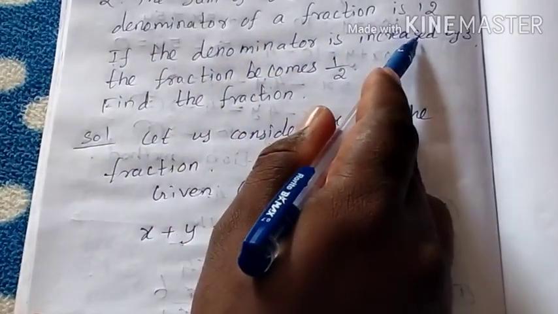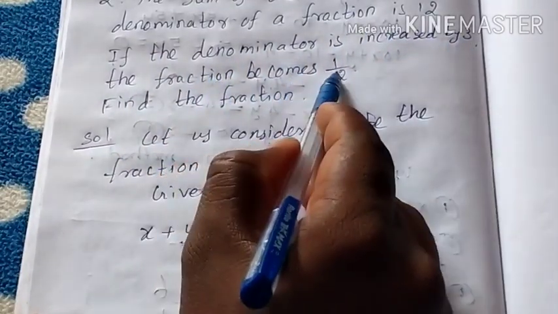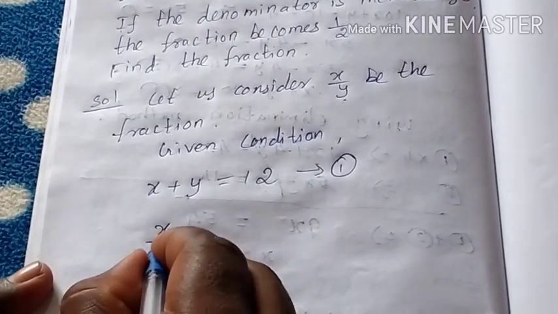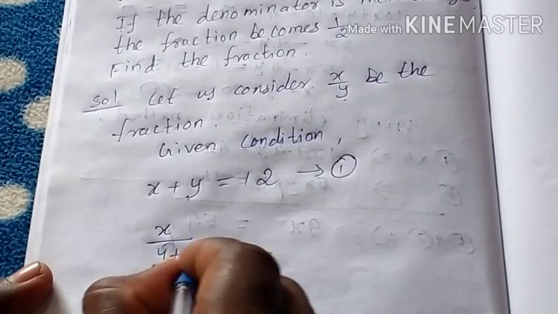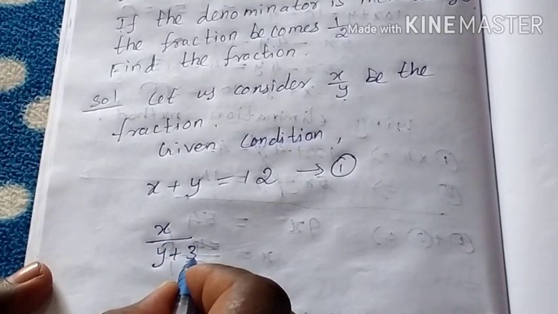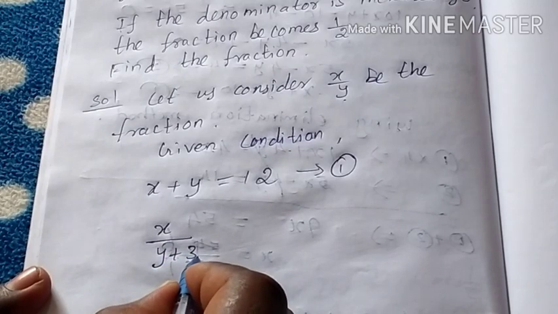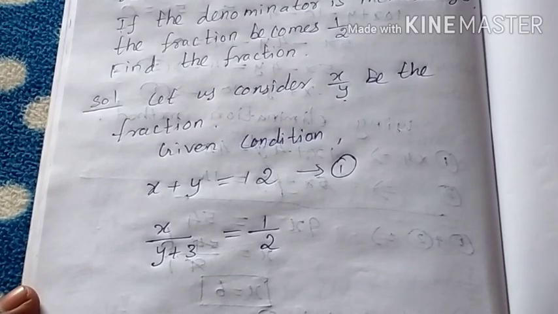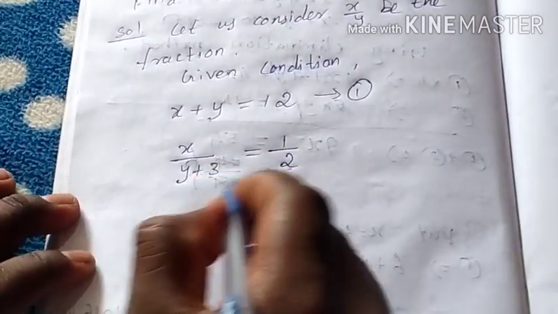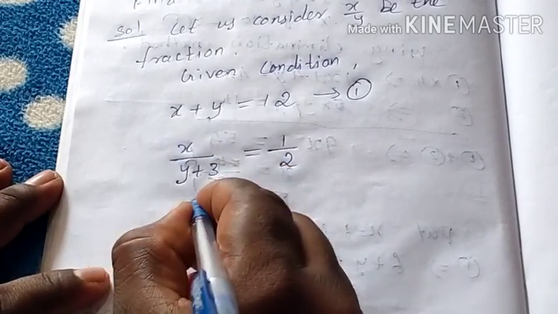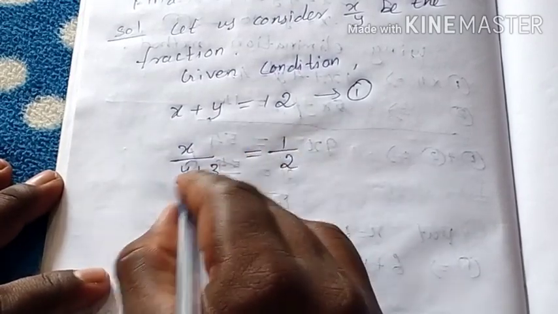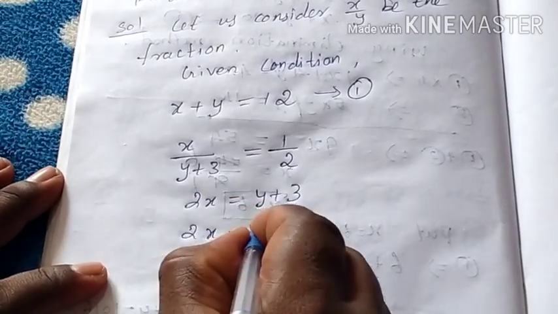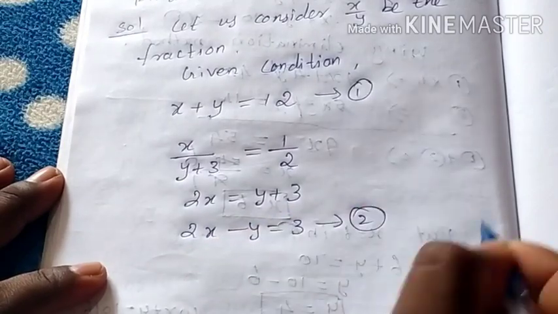Then following the question. If the denominator is increased by 3, the fraction becomes 1 by 2. The second condition: the numerator has no change. The denominator is increased by 3. Increased represents the addition, so y plus 3. The fraction becomes 1 by 2. Have you understood? Making the simplification, we get the second equation. 2 into x, 2x, is equal to 1 into y plus 3. Then making the transposition, 2x minus y equal to 3. This is the second equation.